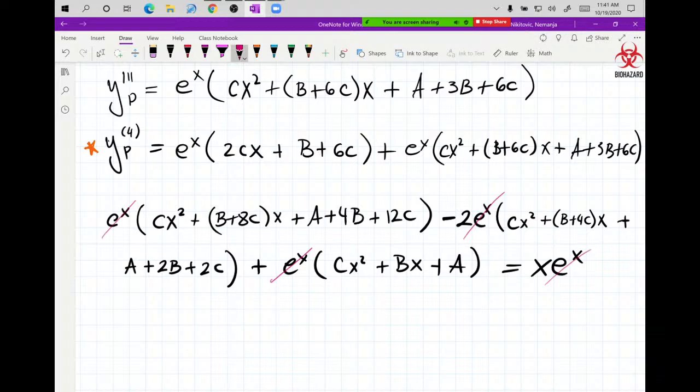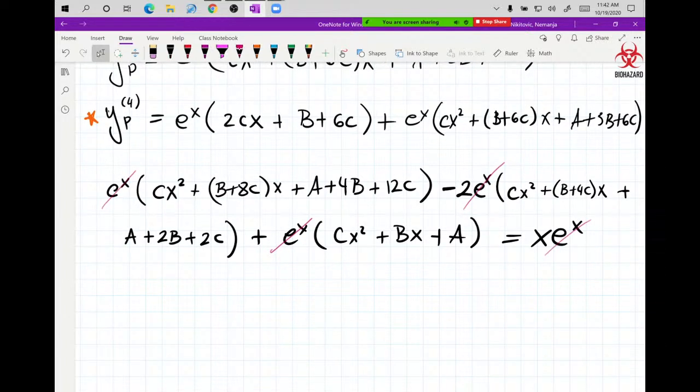Now, you just need to go through this arithmetic to get your constants, your x's and your x squares on a pile, and compare it to the other side, which says 0x squared plus 1x plus 0, right? That's what x means. No x squares, no constants, and just 1x. So all I need to do now is to collect x squares on a pile, x's on a pile, constants on a pile, and compare it to x on the other side. I'll have my coefficients.